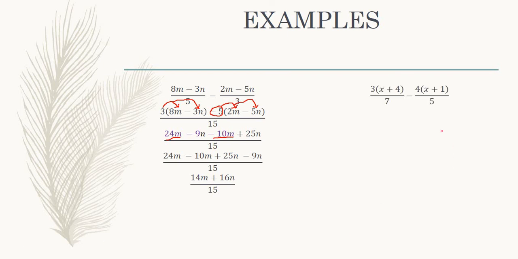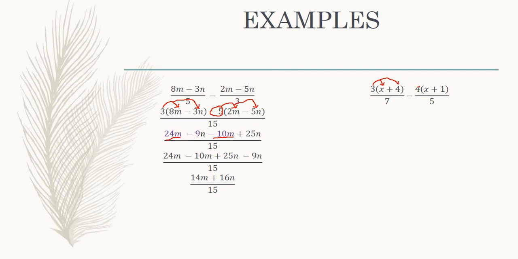Now to our next problem. Here now we have 3 times x plus 4 all over 7 subtract 4 times x plus 1 all over 5. And we are asked to subtract these fractions. Again, before we do the subtraction, what would be nice is to do the distribution first. So it would be nice that you take 3 to multiply the first term here, which is x, and then take 3 to multiply your second term here, which is 4.